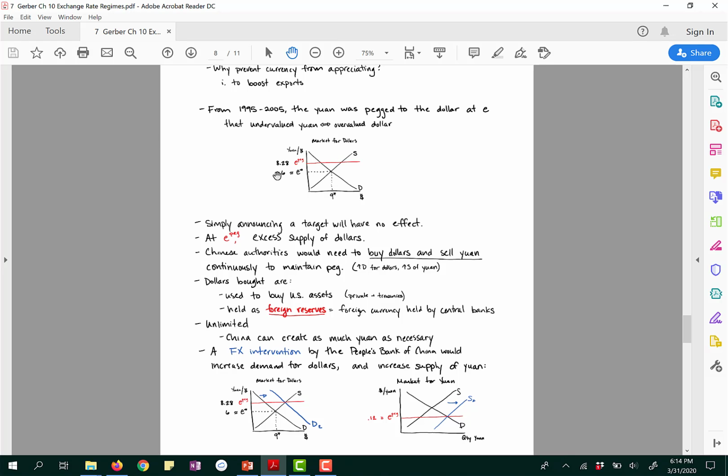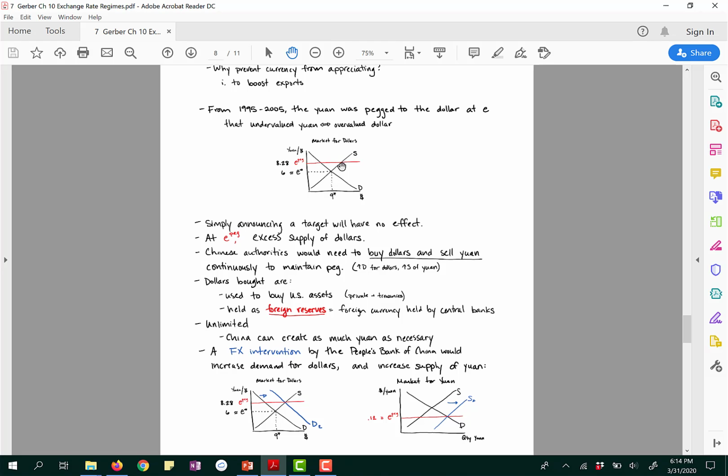But whenever the peg is higher than the equilibrium, there's going to be an excess supply of dollars. So I'm depicting this in the market for dollars. If the dollar is overvalued, that means the price is too high. Always, when the price is too high, there's a surplus, an excess supply. So in order to reduce that excess supply, the Chinese government has to sort of vacuum up all those dollars.